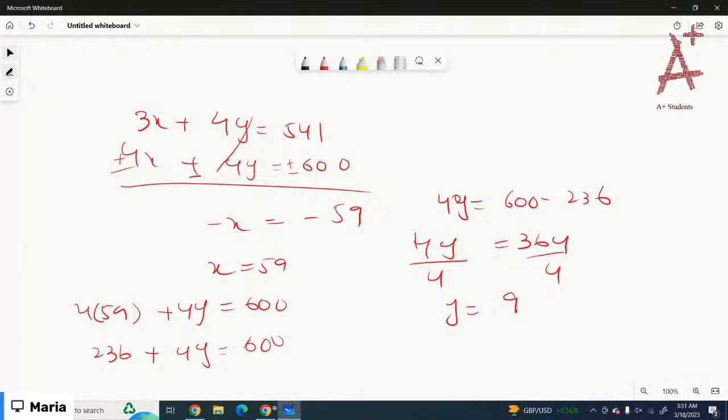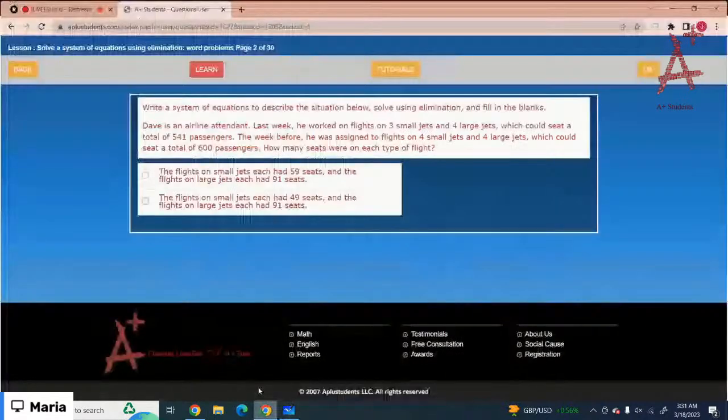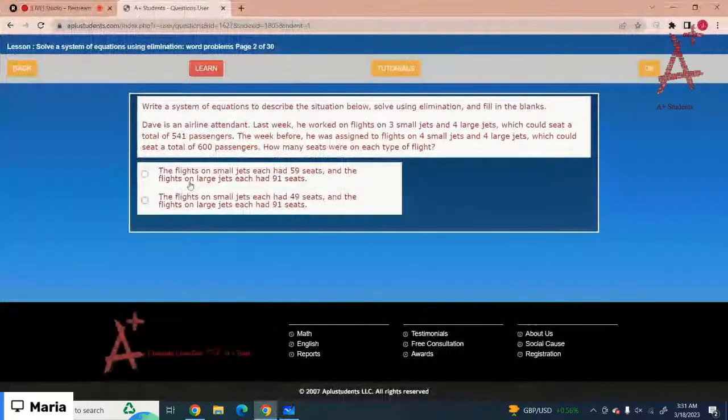4 times 9 is 36 and 4 times 1 is 4. Got it? So the correct option is x equals 59 and y equals 91. So the flights on small jets each had 59 seats and the flights on large jets each had 91 seats. Got it?